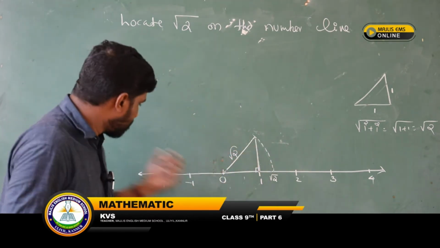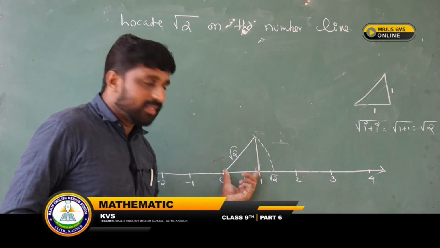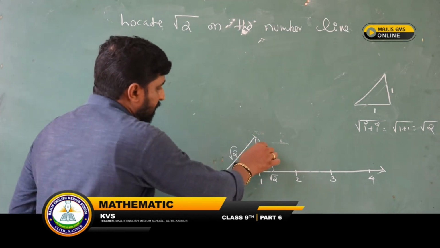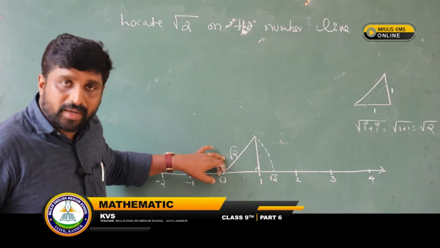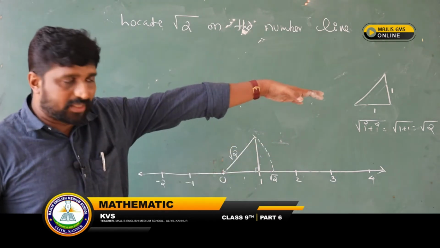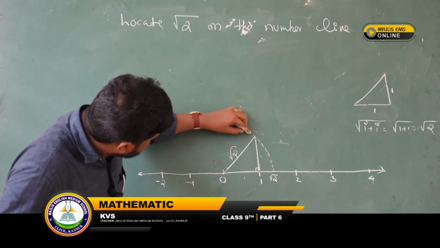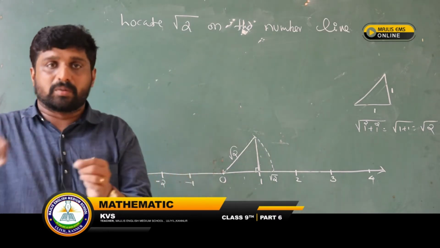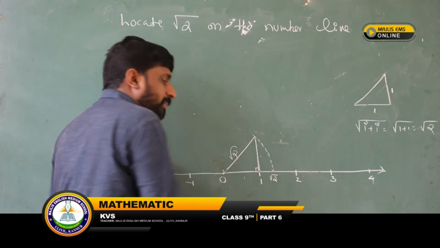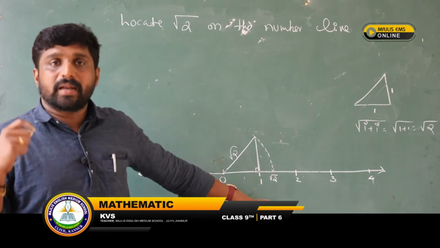Let me explain again. First we take a number line like this, and this is 1 unit. The same 1 unit is taken as the height also. Therefore this is 1 unit, and this height is also 1 unit. After that you form a right triangle. By using the Pythagoras theorem you can find the hypotenuse, and you get root 2. Then this length is considered as root 2. Then you can draw an arc by using the compass. That arc will intersect the number line at one of the points. That point is considered as root 2. Now we have located root 2 on the number line.